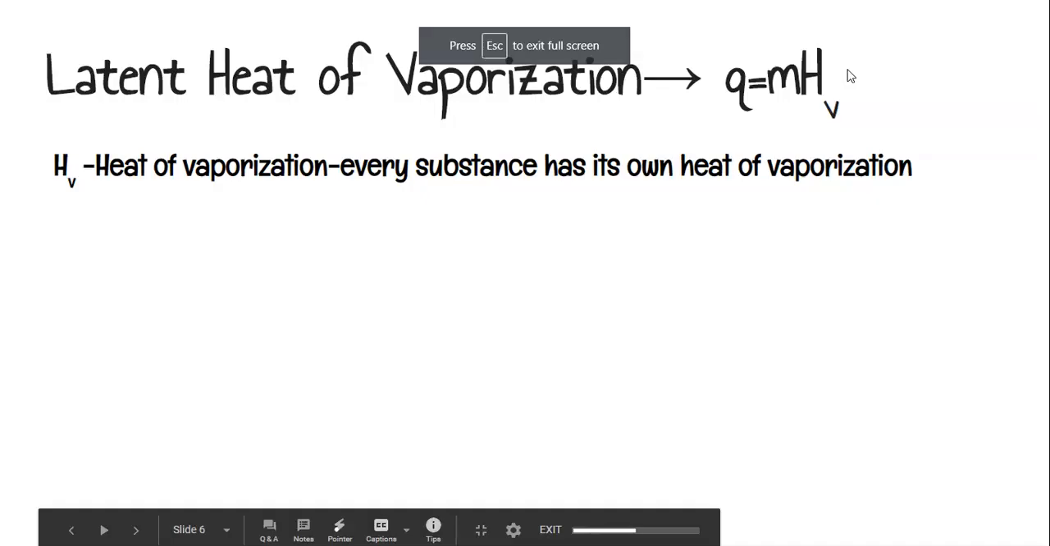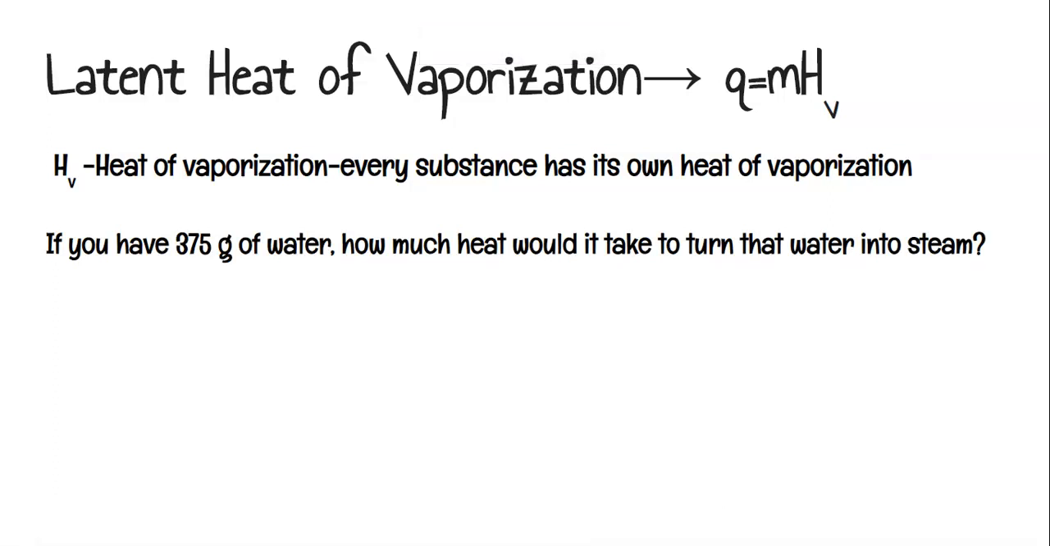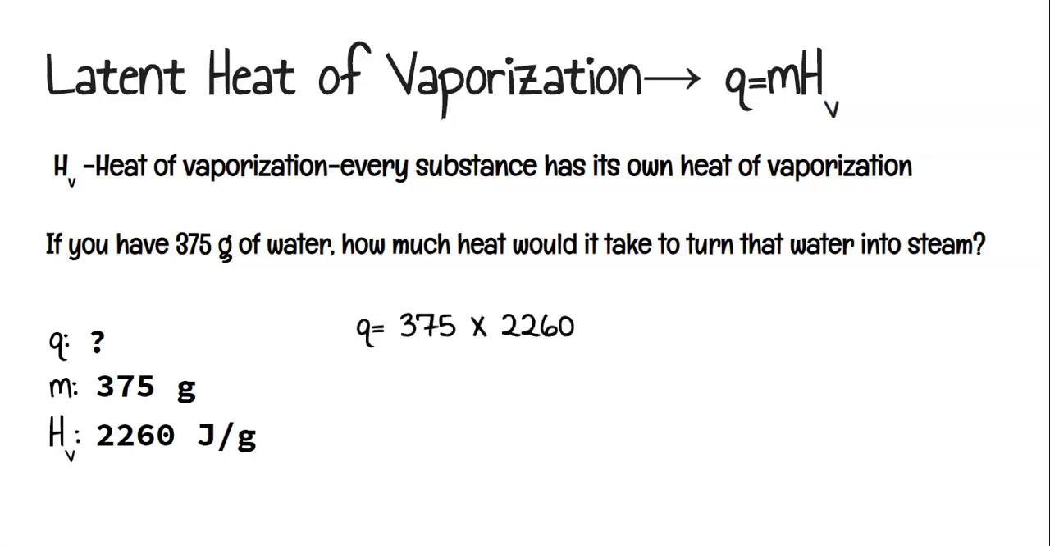Okay. So if I had 375 grams of water, how much heat would it take for my water to turn into steam? Again, I'm going to write down my different pieces. I'm looking for the amount of energy or heat. The mass was given to me at 375, and my heat of vaporization came from my reference table at 2,260. I just plug it into my formula, and I multiply.